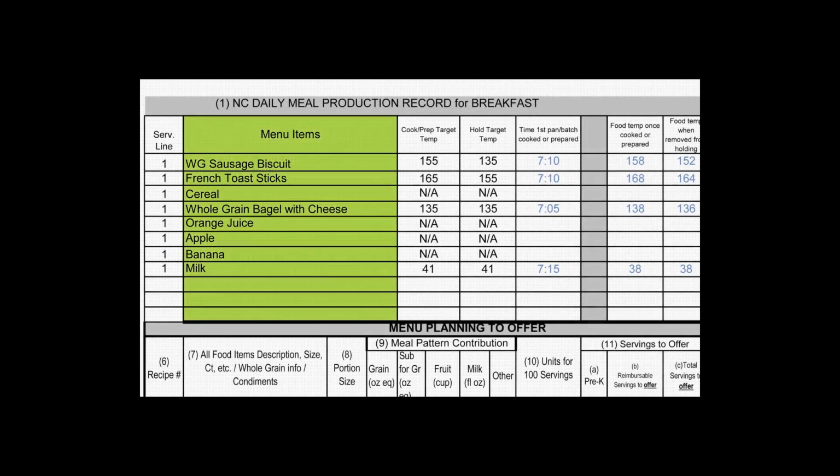Now, let's start with Section 1 and go through the entire breakfast production record step by step. In the menu section, enter all items offered for the day's reimbursable menu. This includes food item choices such as additions, leftovers, substitutions, etc. A second page has been added for schools that have extensive menus and/or a la carte items that are time and temperature controlled for safety, or TCS, foods, and not available as part of the reimbursable meal. An additional production record could also be used.